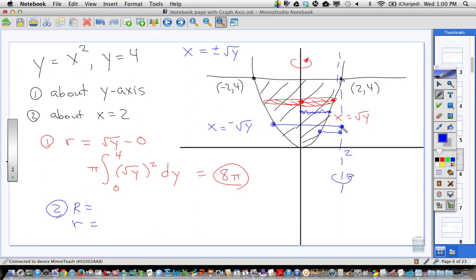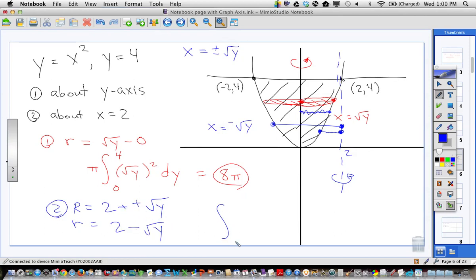So we're going to go 2 minus negative square root of y. And our little r is going to be from the center, right minus left, so it's going to be 2 minus positive root y. So this will turn to a plus. So there's big R, there's little r.